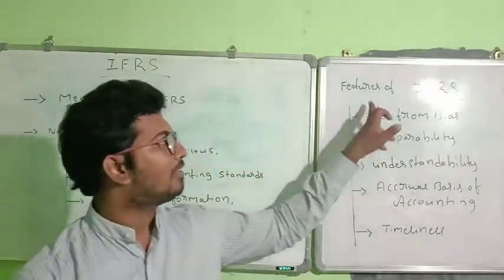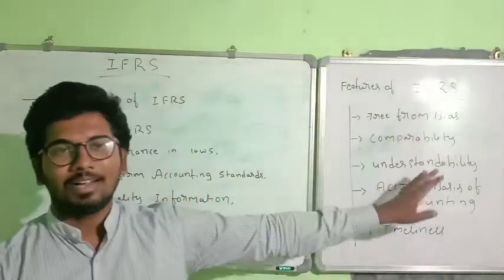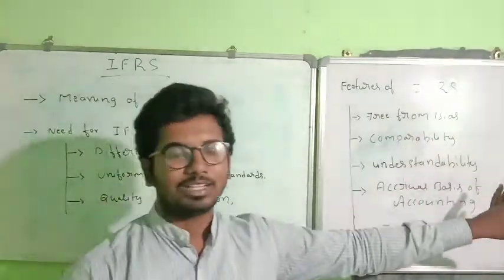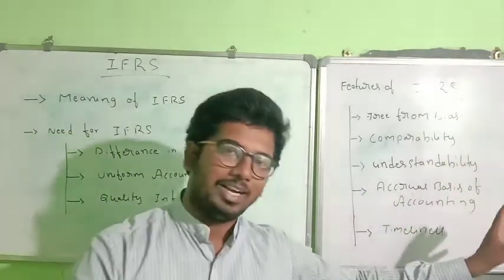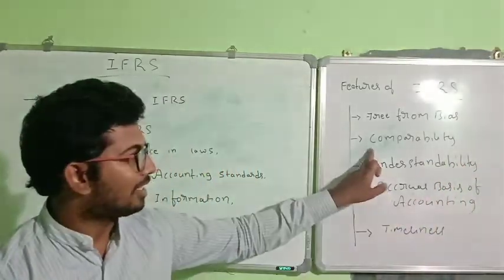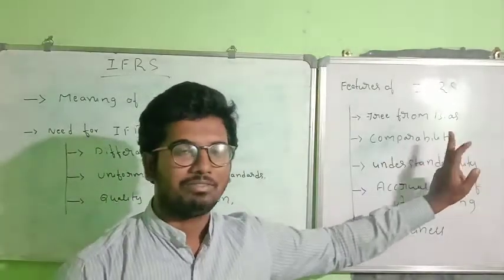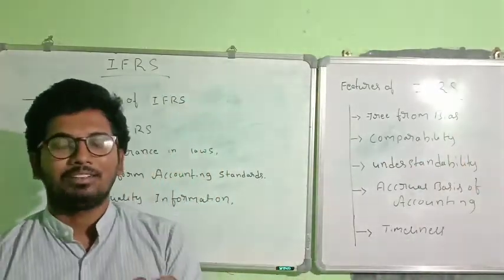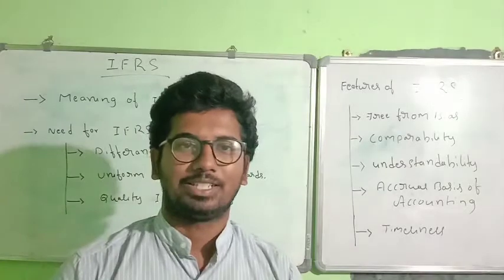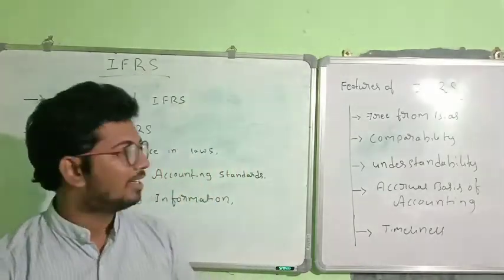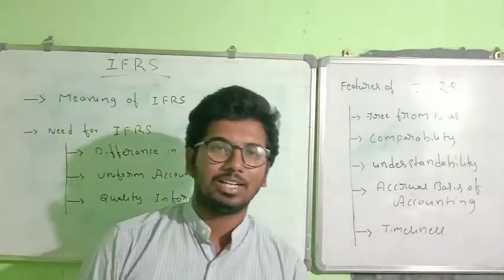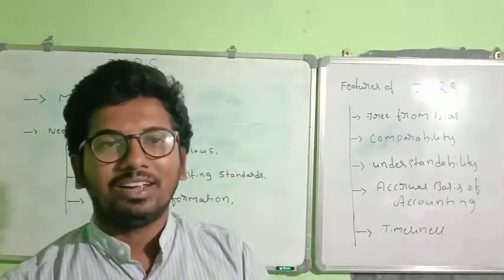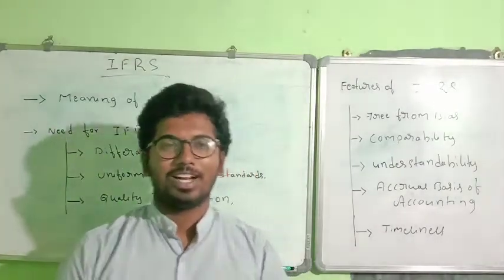When you go for IFRS, we can easily compare the previous year to the current year, or company to company, or nation to nation. This is what you call comparability. So IFRS adds a comparative feature to the financial statements and financial reports. Then you can see understandability. Understandability in a sense means the way we understand by looking at the financial statements.